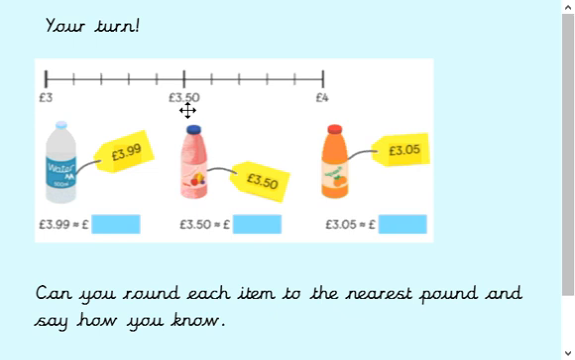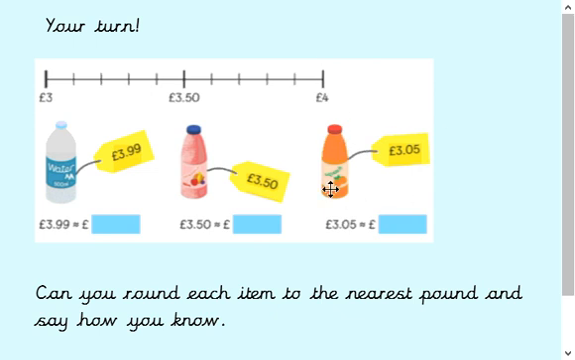This bottle here is £3.50. If I place £3.50 onto my number line, we can see that it is exactly halfway between the £3 and the £4. Remember though, when something is exactly halfway, we must round it up. So this bottle, rounded up, will be £4.